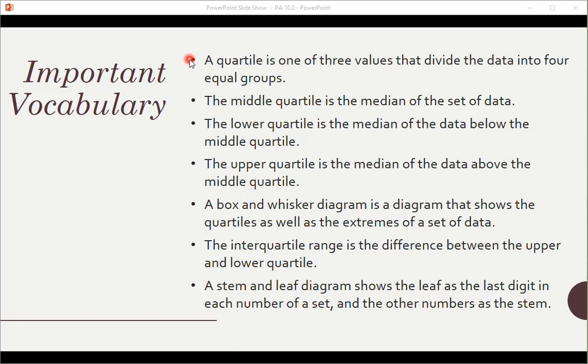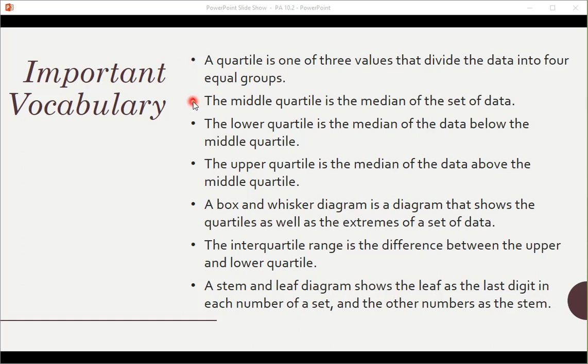The first word is called a quartile. Basically, a quartile is something that divides the data into four equal groups, because that QUART, you'll often see used as a quarter or something like that, something with fourths. So you would have three quartiles that would divide a set of data into a total of four equal groups.